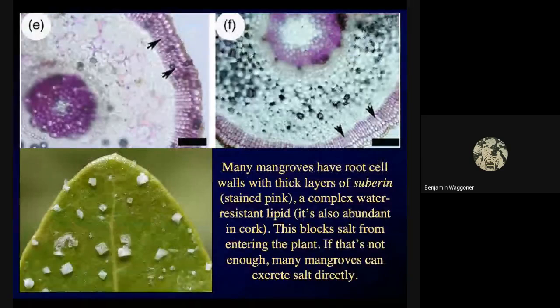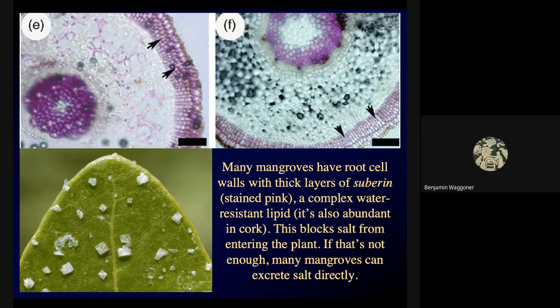Many of them have root cell layers with a thick layer of suberin. That's a water-resistant lipid that also is what makes cork watertight. The suberin blocks salt from entering the plant, so the roots can go in and not be killed by high salt concentrations. And if that's not enough, many mangroves can excrete salt directly. So at the lower left, you can see a mangrove leaf with salt crystals building up on it. So very well adapted for where they live.